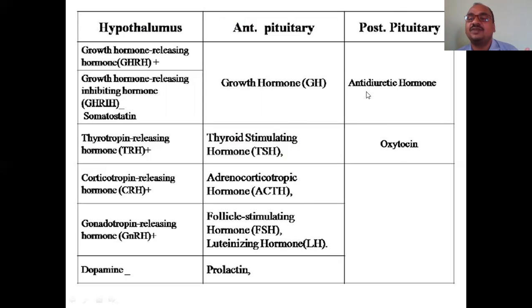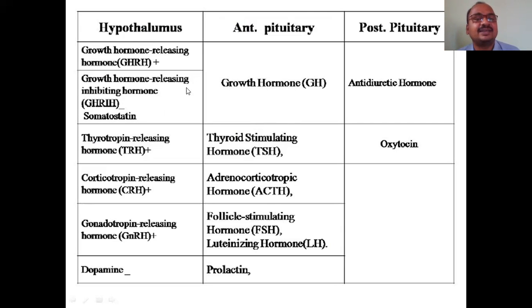These are the administrative office at the backside, the posterior pituitary. And growth hormone, thyroid stimulating hormone, adrenocorticotropic hormone, follicle stimulating hormone, luteinizing hormone, prolactin. All these are from the anterior pituitary. Wherever the word stimulating hormone comes, blindly you can go for the anterior pituitary. This point is very, very important.